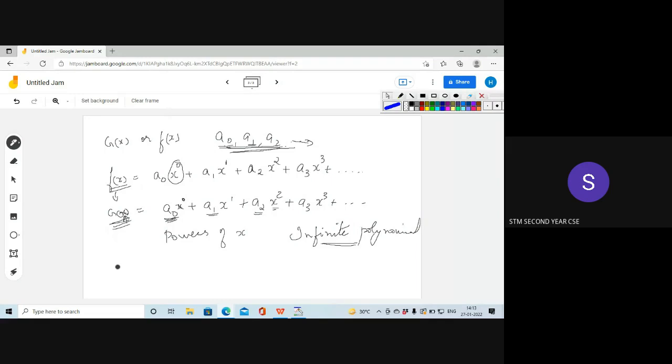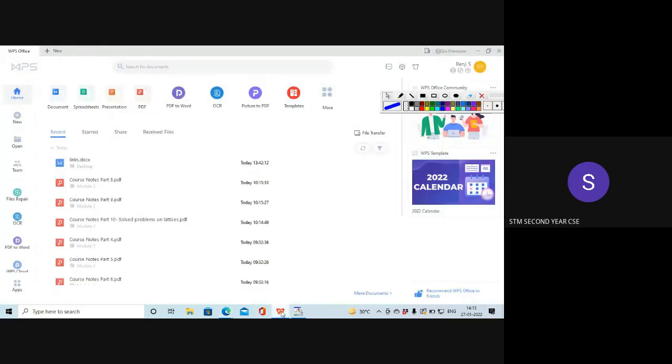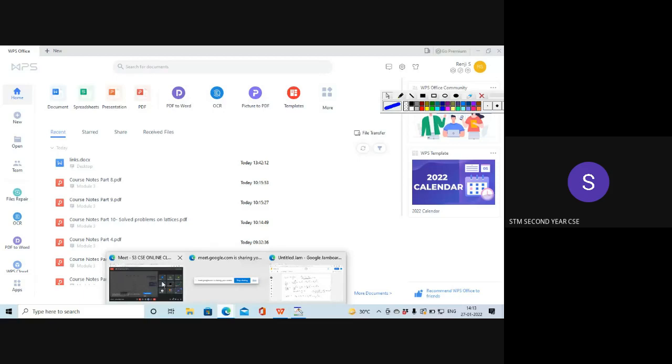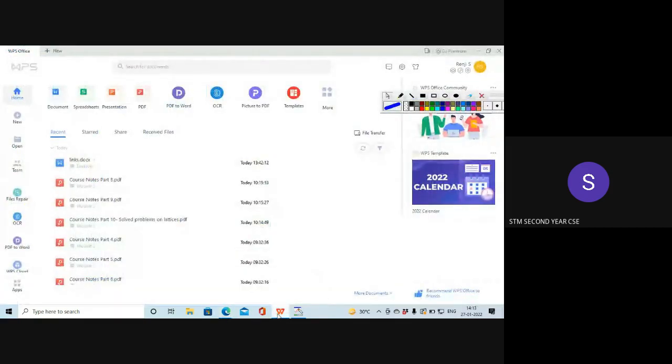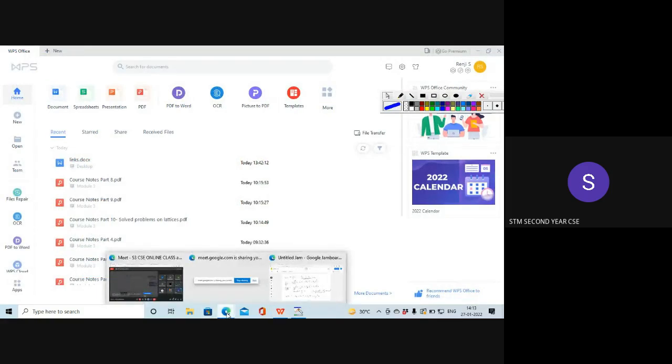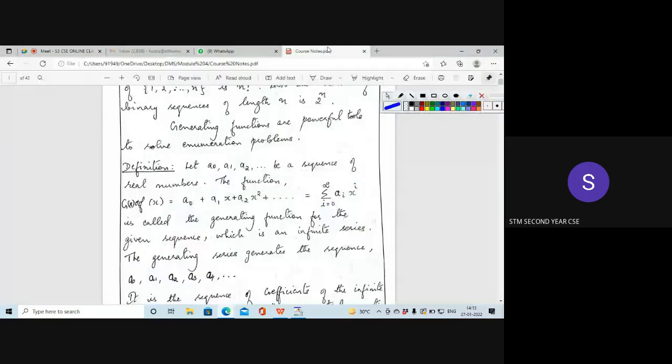So thus, in general, the generating function g of x is equal to a0 plus a1x plus a2x square plus a3x cube, etc. So this is the generating function. Here we are eliminating the x term because x raised to 0 is 1. That is what is written in the notes also.